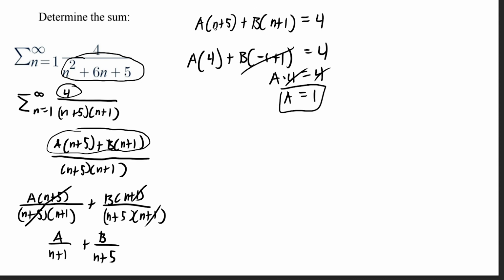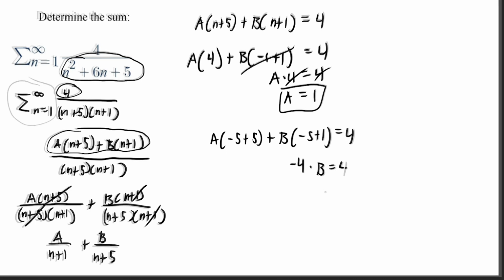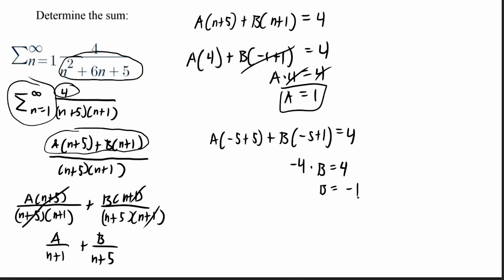And we can do the same process for b. We see n equals -5 will make this whole term disappear. So let's plug in -5. a times -5 plus 5, plus b times -5 plus 1 equals 4. And so we get -4 times b equals 4. And so now we get b equals -1. And now we can plug a and b back into the original two fractions. So that gives us 1 over n plus 1 plus -1 over n plus 5.